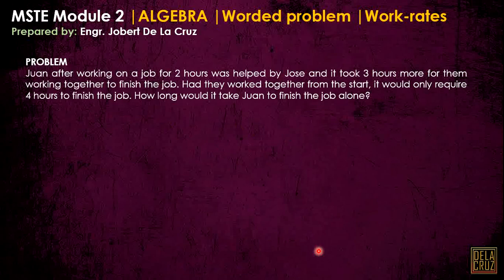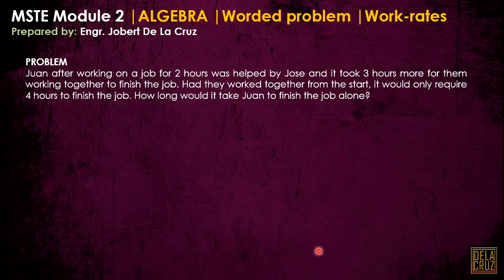Juan, after working a job for 2 hours, was helped by Jose, and it took 3 hours more for them working together to finish the job. Had they worked together from the start, it would only require 4 hours to finish the job. How long would it take Juan to finish the job alone?